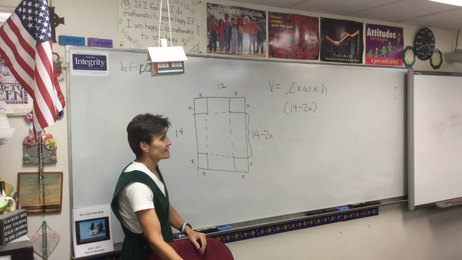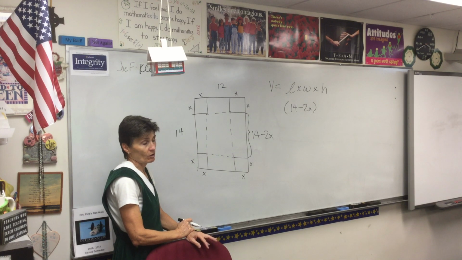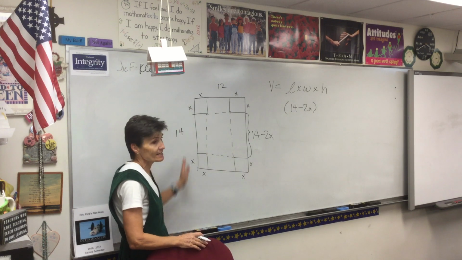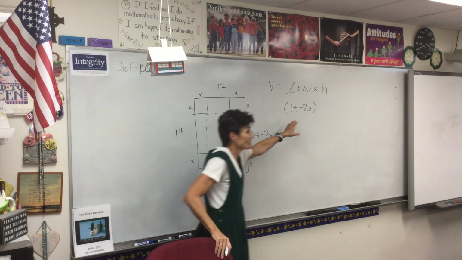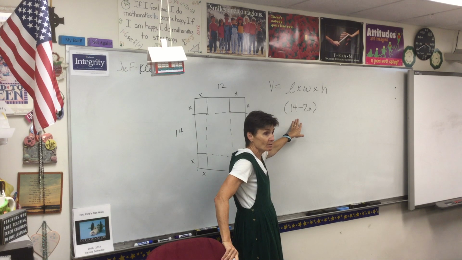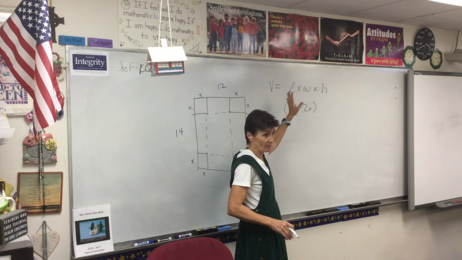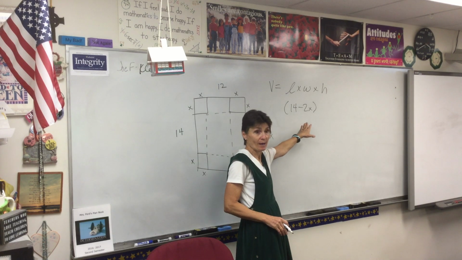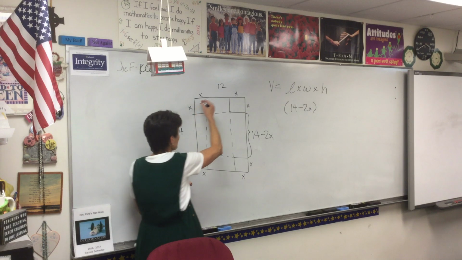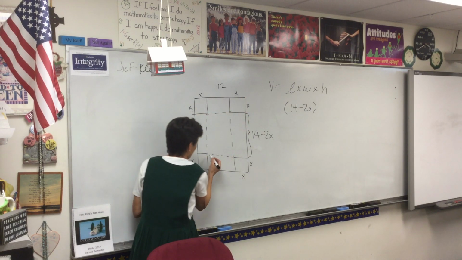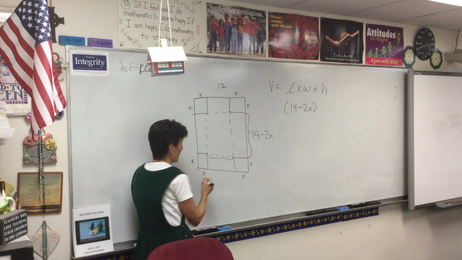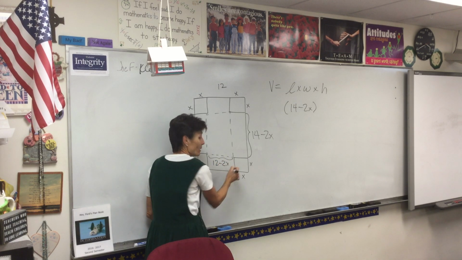Kids, the nice thing about these is they're all set up exactly the same way. What if the original paper had been 18 inches long? Then this would simply be 18 minus 2x, right? No matter what, it's going to be the original length minus 2x. Okay, what about the width? Now the original width was 12, so this is the new width, and that's 12 minus 2x.